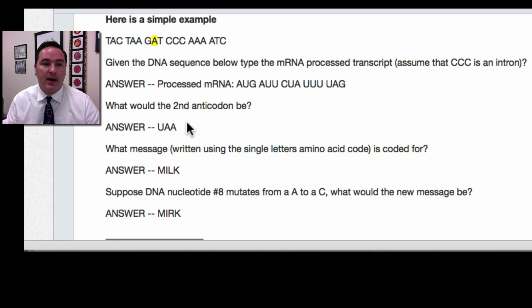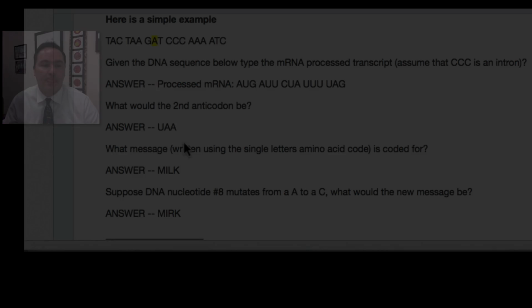So in order to figure out the second anticodon, I go to the second codon of the processed mRNA, which is AUU, and I ask, what would bind to AUU? What would be the complementary codon to AUU? The A would bind with a U, because it's tRNA, written in RNA language, and the U and U would bind with an A and an A, so the answer is UAA.